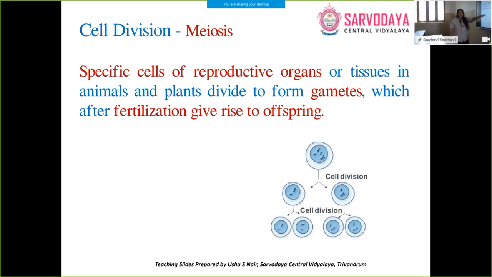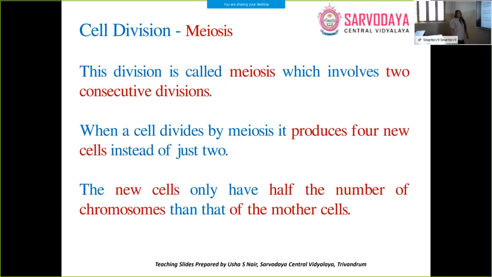So here, the process of meiosis is taking place. Specific cells of reproductive organs or tissues in animals and plants divide to form gametes, which, obviously after fertilization, give rise to offspring. You can see a cell dividing into two. Till here we know, that is mitosis. But now these two divide further. You can see 1, 2, 3, 4 of them. This division is called meiosis, which involves two consecutive divisions. That means once the cell divides in two, again those two will be further divided.